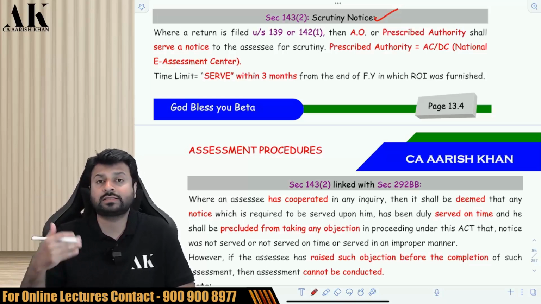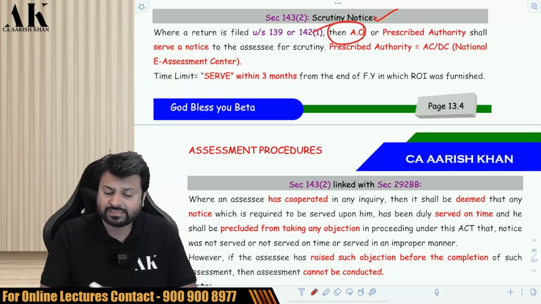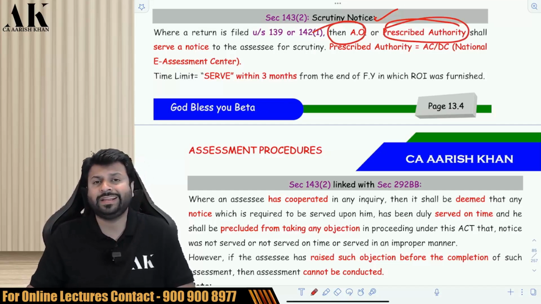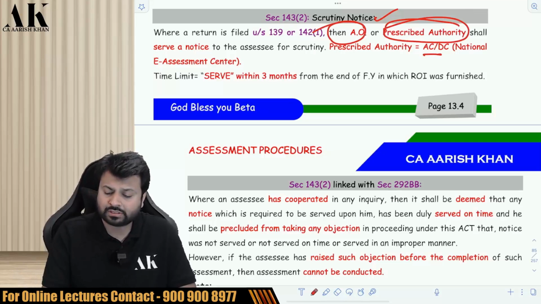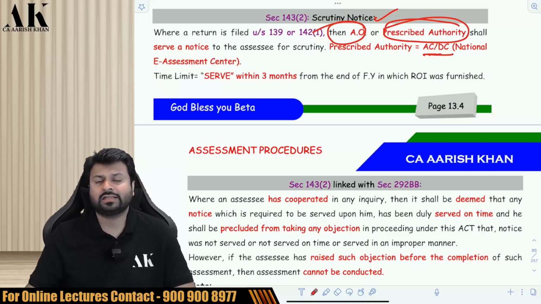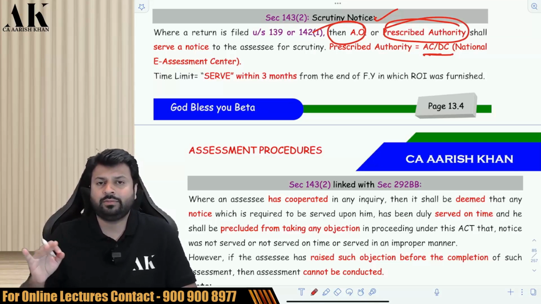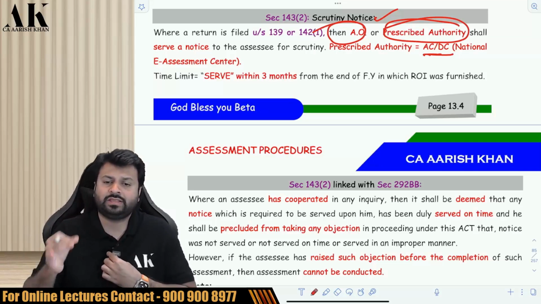First of all, who will serve you a scrutiny notice? The department says the scrutiny notice can be served by the AO or a prescribed income tax authority. Who is a prescribed authority? Assistant Commissioner, Deputy Commissioner, National E-Assessment Center. So the Assistant Commissioner or Deputy Commissioner can also send you the notice along with the assessing officer.